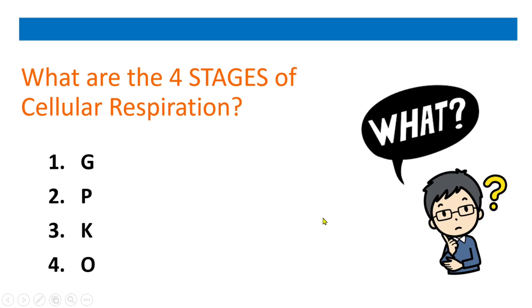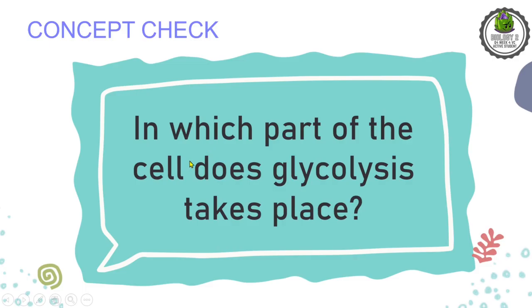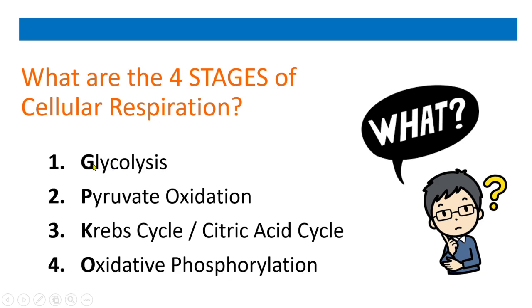Now let's go straight to the 4 stages of cellular respiration. That's glycolysis, pyruvate oxidation, Krebs cycle, and oxidative phosphorylation. So GPKO: glycolysis, Krebs cycle, and oxidative phosphorylation are the major stages, while pyruvate oxidation is intermediary between glycolysis and Krebs. Nevertheless, there will be 4 of these stages: glycolysis, pyruvate oxidation, Krebs cycle, and oxidative phosphorylation.